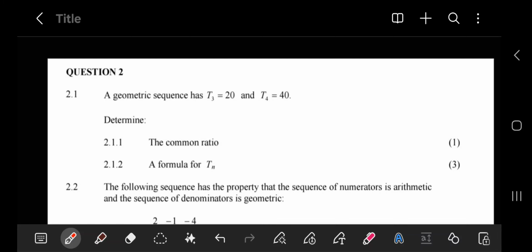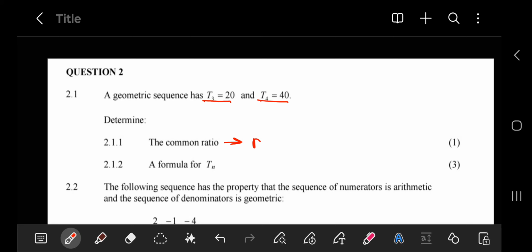Question 2.1 says a geometric sequence has term 3 equal to 20 and term 4 equal to 40. And the first thing they want you to calculate is the common ratio. Now, you guys remember that the common ratio is represented by R. And ratio means fraction. So the formula that we usually use would be term 2 over term 1 or term 3 over term 2. And what you guys notice from that is that we can use any two consecutive terms from the geometric sequence to calculate R.